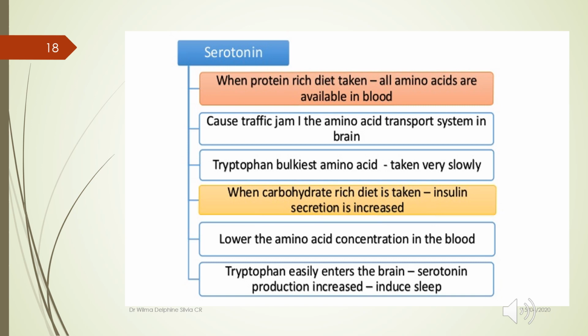On the other hand, if you consume a carbohydrate-rich diet, insulin secretion is increased and it reduces the amino acid concentration in the blood. So, tryptophan, even being the bulkiest amino acid, easily enters into the brain because there is no traffic jam now. So the tryptophan gets converted to serotonin and it induces sleep. So dear students, now you decide during the examination, would you like to have a protein-rich diet or a carbohydrate-rich diet?